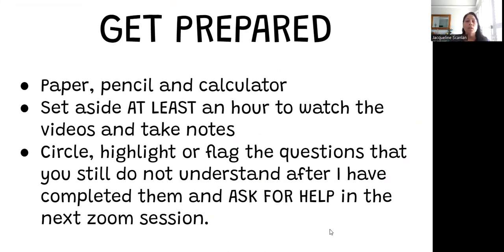You want to make sure you give yourself about an hour to watch all the videos and to take notes. The more notes you take, the better prepared you will be for the actual unit test.